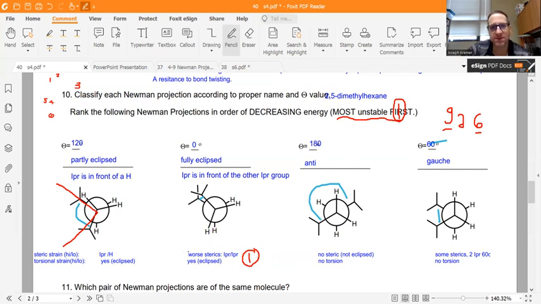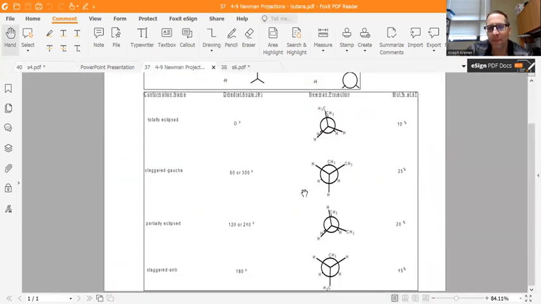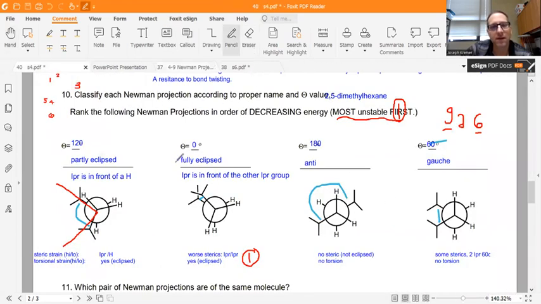The second most unstable can be determined by looking at this chart. That's why I said 10%. So this is fully eclipsed, 10%. Partly eclipsed is the next, see, 20%. So let's go back here. Put here 2. Gauche. And the most stable of all is anti. So it goes 2, 1, 4, 3.